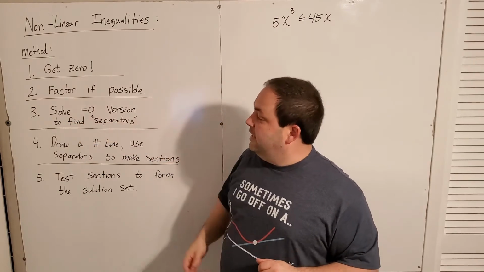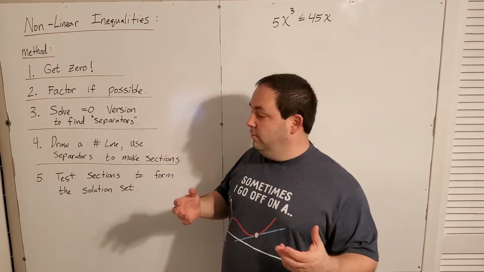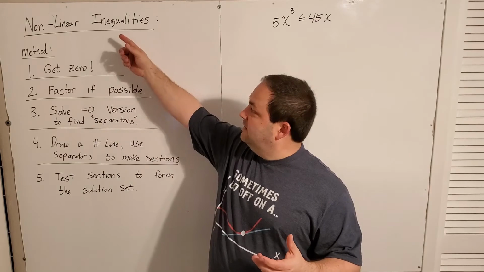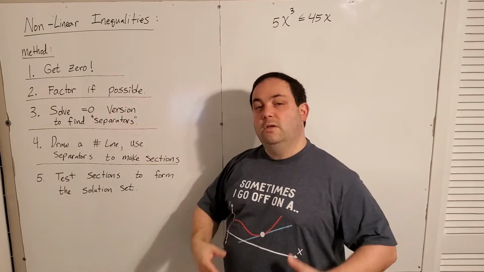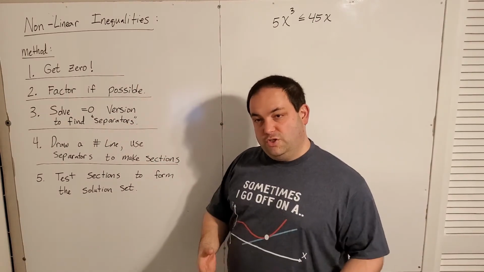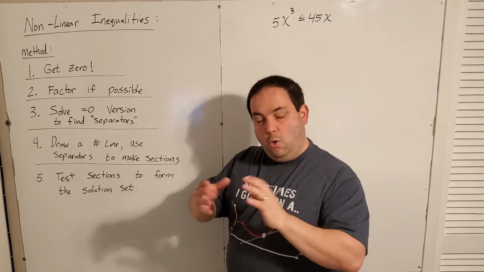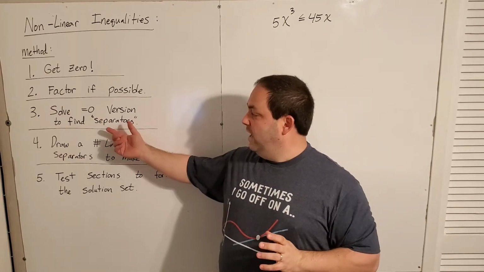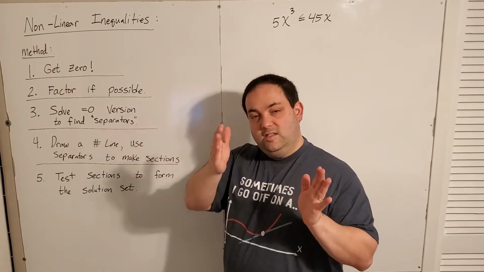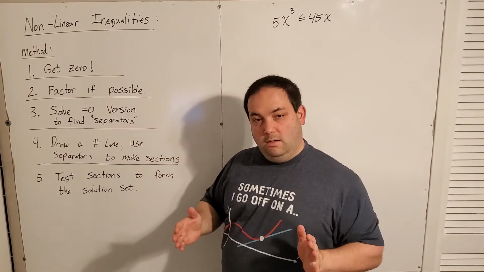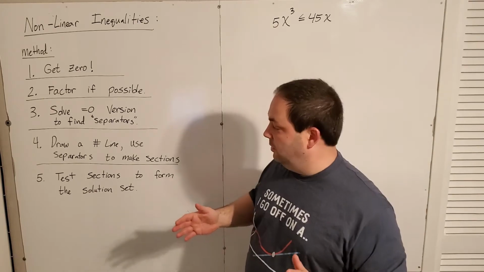Step 3, it's like a pretend step, right? I'm going to pretend that it's not an inequality for a moment, and I'm going to use the equality for just a moment, meaning I'm going to be finding single values, not whole intervals. And what those values are going to do is they're going to act as separators in my finding process.